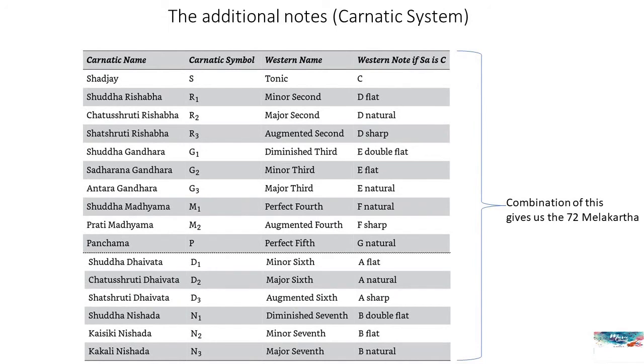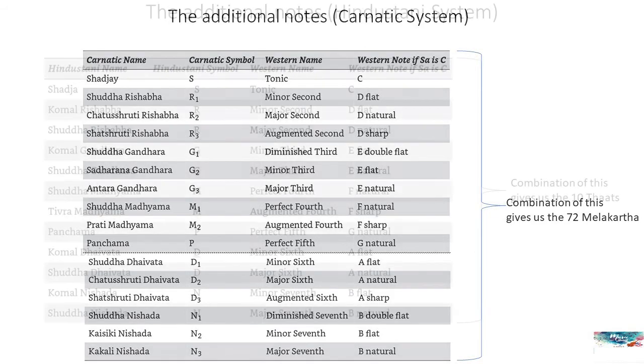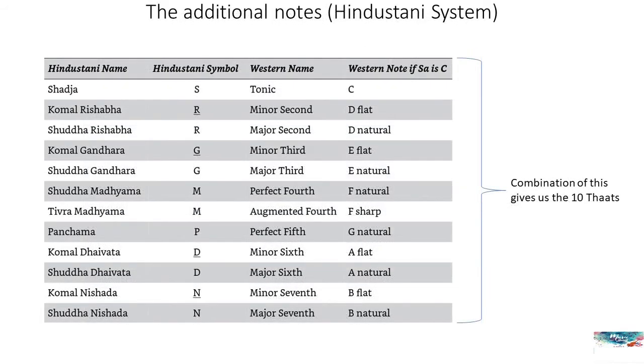The permutation and combination of these notes gives rise to the 72 Melakarta in Carnatic music. We will discuss more when we talk about the raga structure. In Hindustani music, the structure is different. It also uses the additional notes to form the third system.